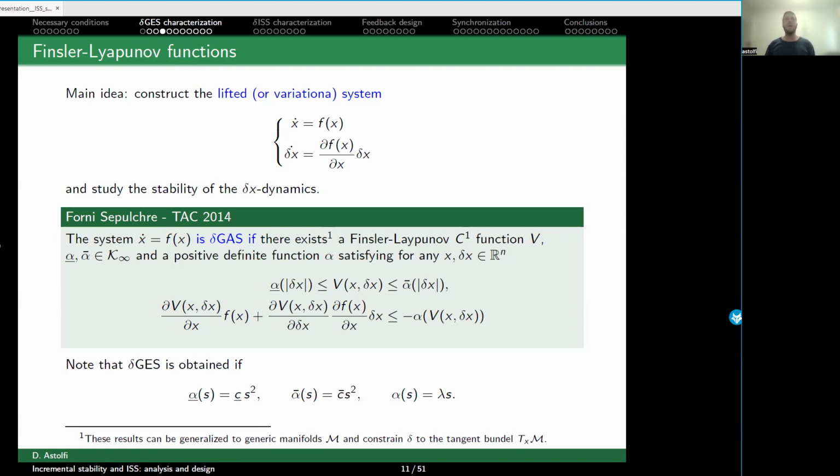Just a couple of remarks. The first one is that this study in the original paper by Fournier and Sepulcre has been generalized to generic manifolds M, constraining delta x to the tangent bundle of M, so not necessarily in Rn. Here in this presentation I'm focusing on Euclidean spaces. And the second remark is that in their original paper, this Finsler-Lyapunov function is just a sufficient condition, but it was not stated whether it was necessary or not. I will come back to this later.